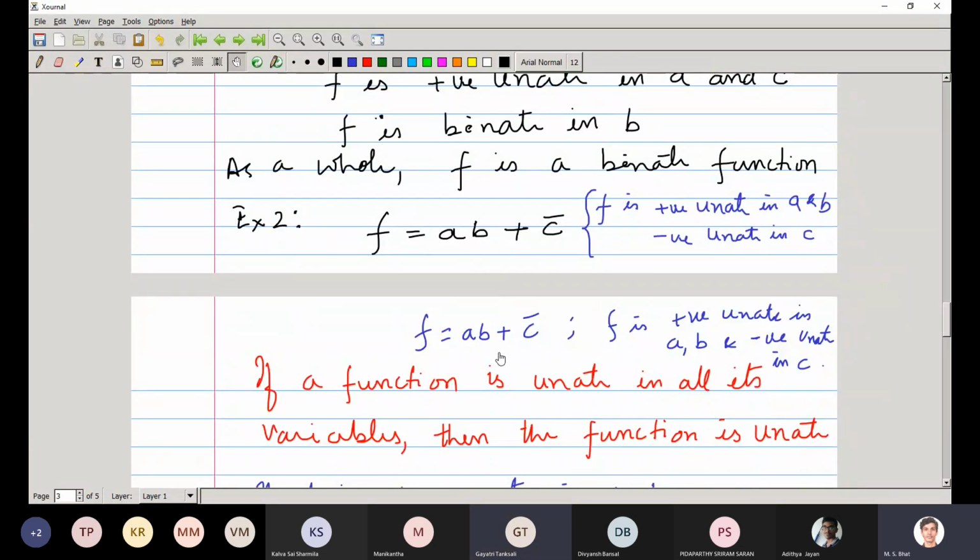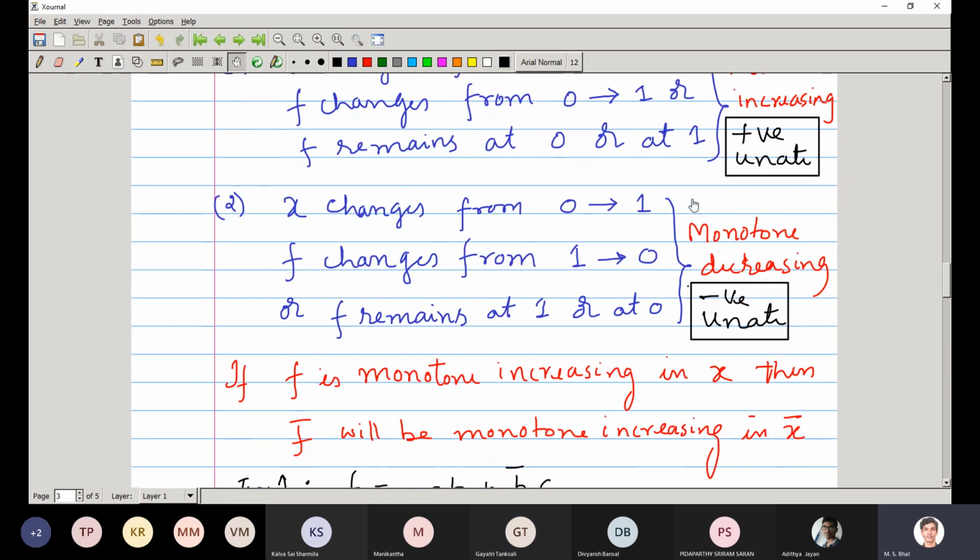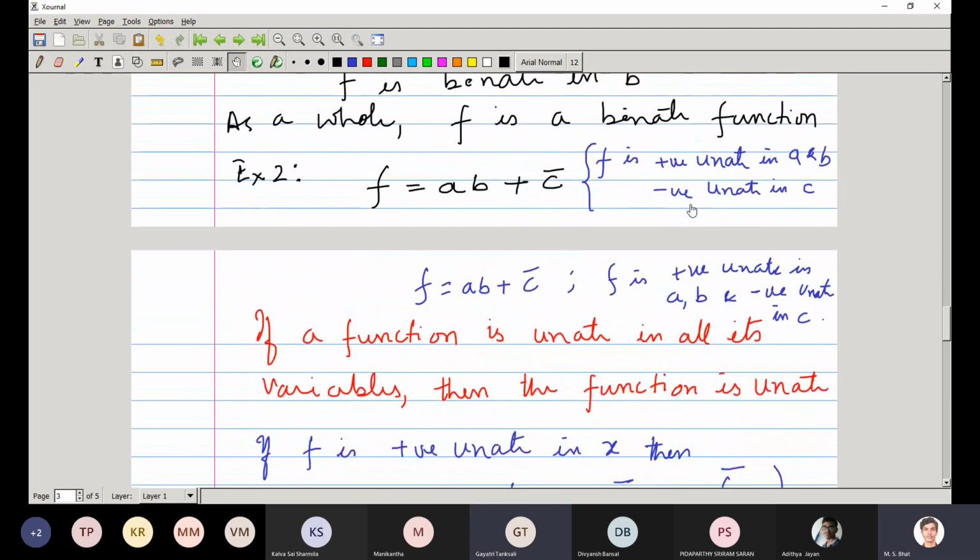On the other hand, if c is 0, it is already 1. Whether a changes from 1 to 0 or 0 to 1, it has no effect on this. So f remains at 1, even if a changes from 0 to 1. So that is, f remains at 1. Okay, sir, got it. Any other question?